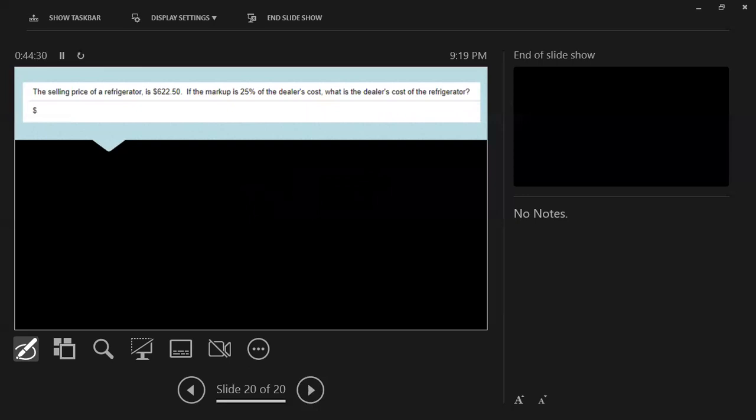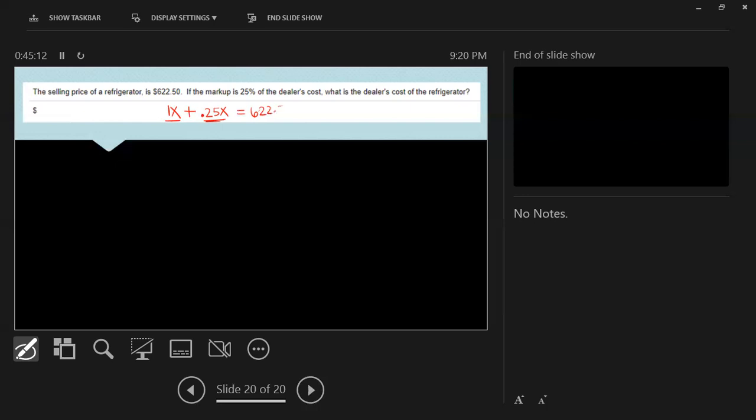So let's think of it like this. You have to buy the fridge, right? You're going to pay for that fridge. So we're going to say you're going to pay 100% for that fridge, so we'll just say that it is 1x. Plus, the dealer is going to mark it up because the dealer needs to make a profit. So 25%, and don't forget, we changed that 25% to a decimal, so that would be 0.25x. So you're going to pay for the refrigerator and you're going to pay for the markup, and together, the total, you're going to do $622.50.